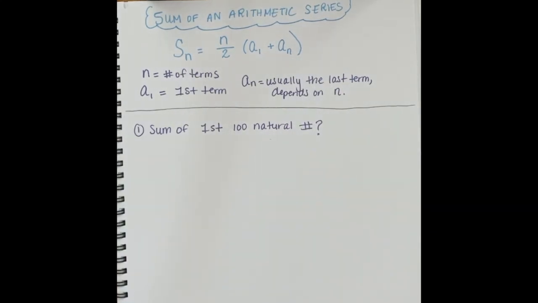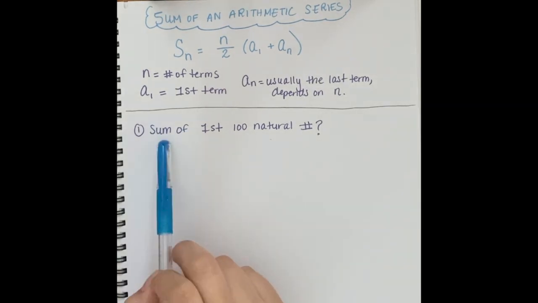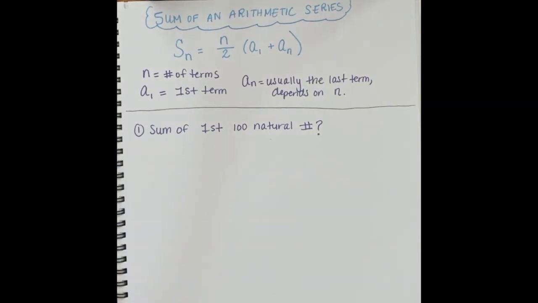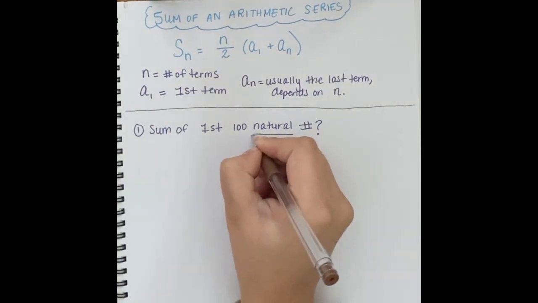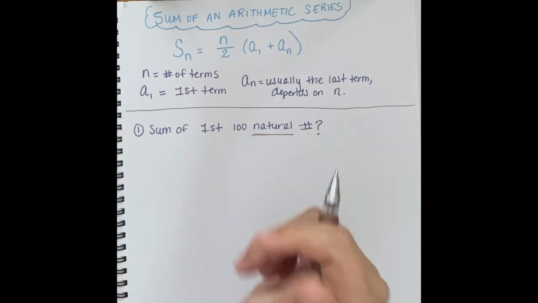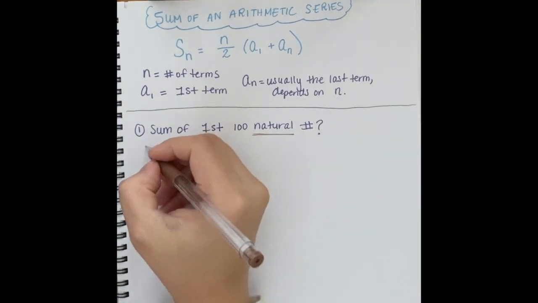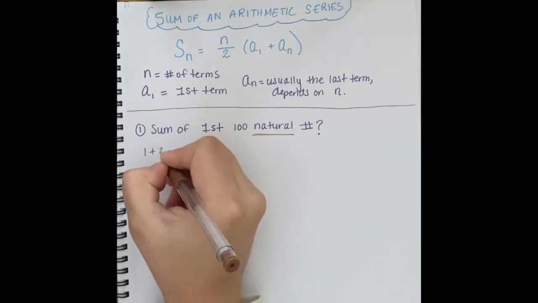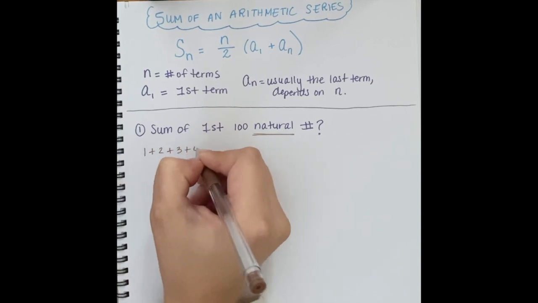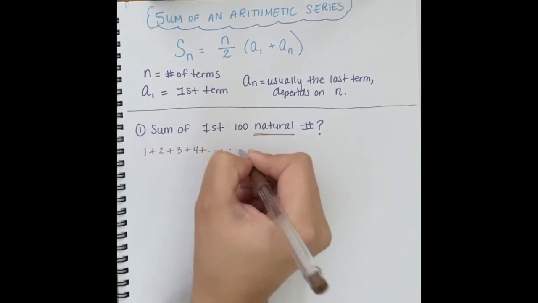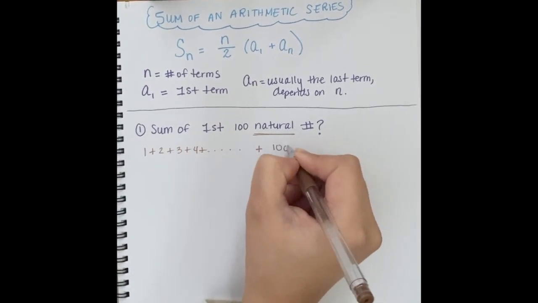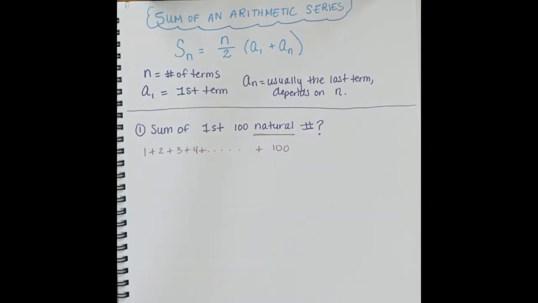So let's get right into an example. The first example is also from the lesson. They wanted the sum of the first 100 natural numbers. So first, natural numbers are just all positive integers. So 1, 2, 3, 4. So we would be here adding 1 plus 2 plus 3 plus 4 plus all the way to 100. And we would be here forever.